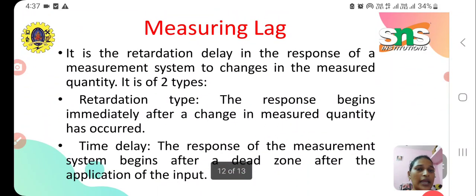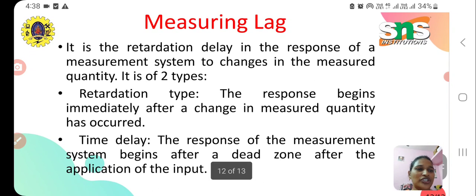Next is measuring lag. Measuring lag is the retardation or delay in the response of a measurement system to the changes in the measured quantity. So if the changes in the input are not replicated, or are replicated in a later manner, then it is called measuring lag. Retardation type means the response begins immediately after a change in measured quantity has occurred. If the response of a measuring system is delayed, then it is called time delay.